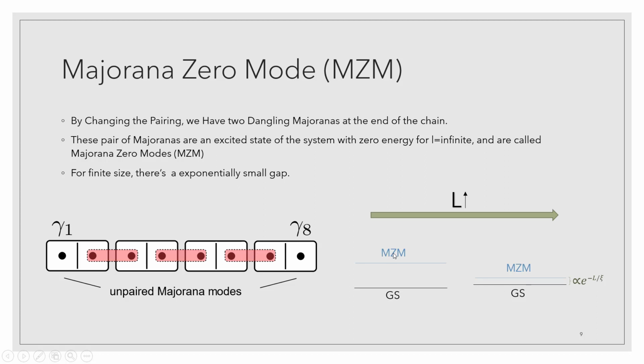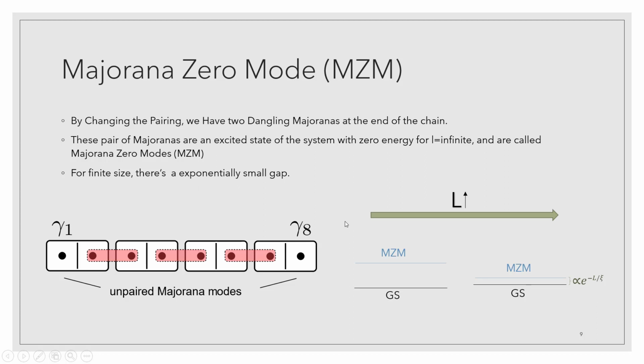And for an infinite chain, you will end up having two unpaired Majorana modes at the end of your chain, which are called Majorana zero modes. And the word zero stands for zero energy. In some sense it's an excited state with zero energy, but for an infinite chain, you will end up with a doubly degenerate ground state. But as you increase the L, as you can see, the Majorana zero mode approaches the ground state exponentially.